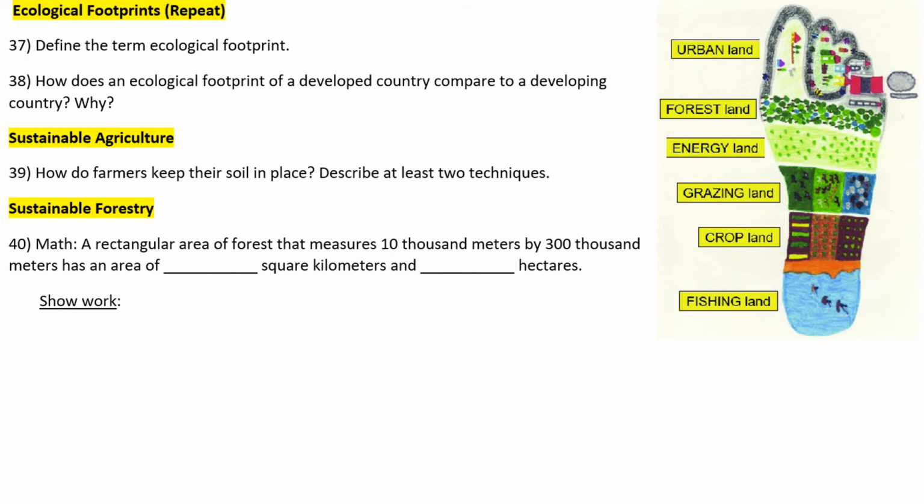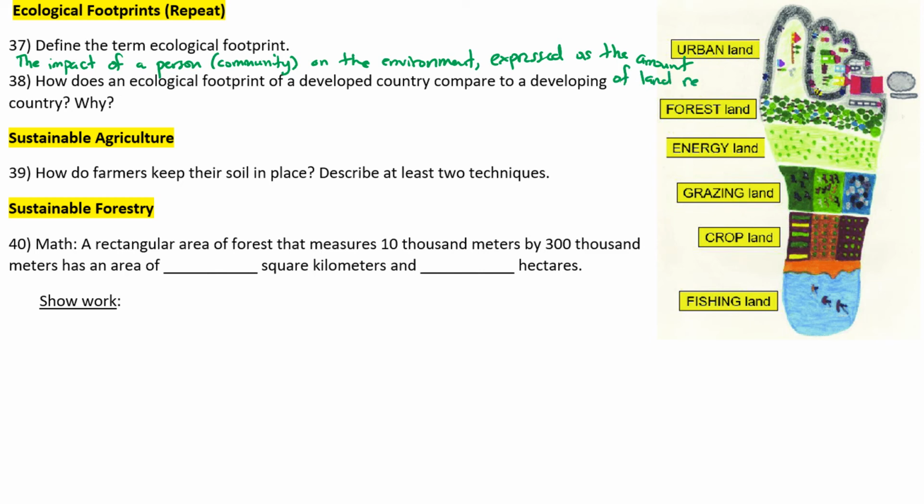Define the term ecological footprint. So it's the impact of a person or community on the environment, expressed as the amount of land required to sustain their use of natural resources.